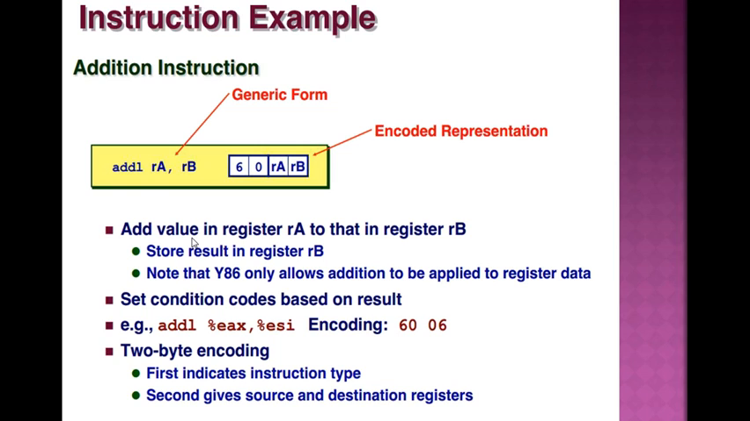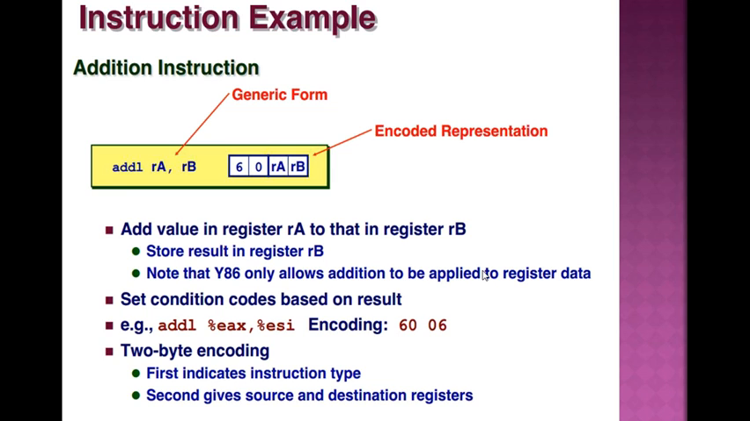This adds the value in register RA to that in register RB and stores the result in register RB. Note that Y86 only allows addition to be applied to register data. Means they cannot apply the addition to memory content, but it applies the addition only to the registers, that is RA and RB.